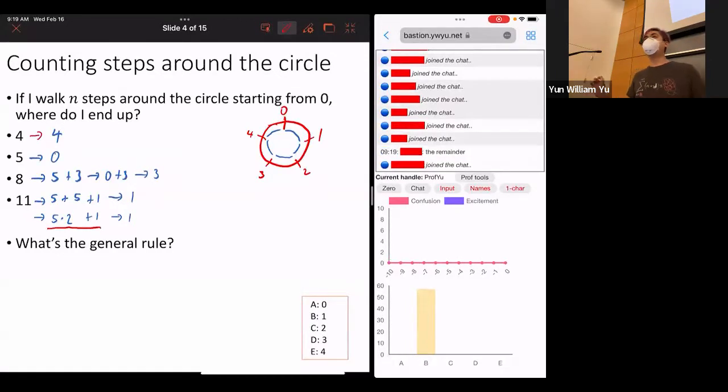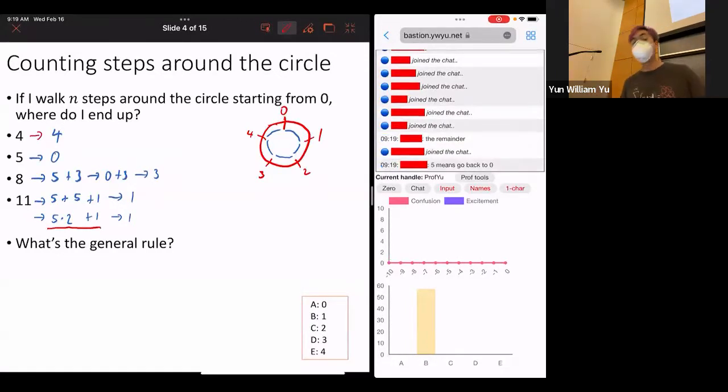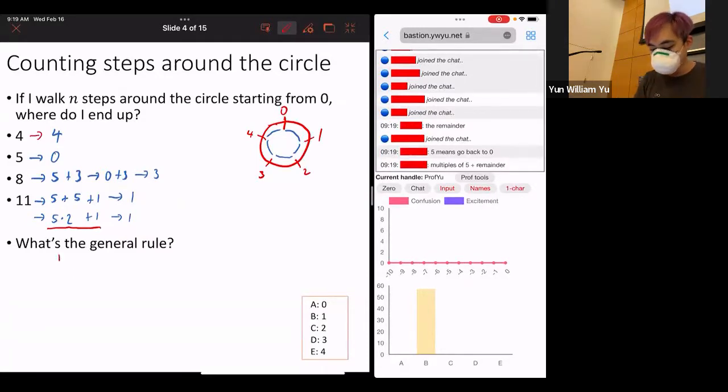Yeah, it's just the remainder. Yep. So 5 goes back to 0, and you do this over and over again, which means you're basically dividing by 5 and then seeing whatever is left over is how many steps along you've gone. So the answer is, of course, the remainder of n divided by 5, where n is whatever number of steps you're taking. Now that you know that, this should be easy. So how about 45? Where does that go?